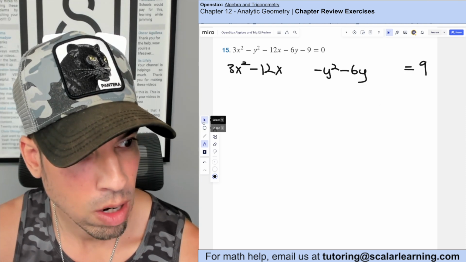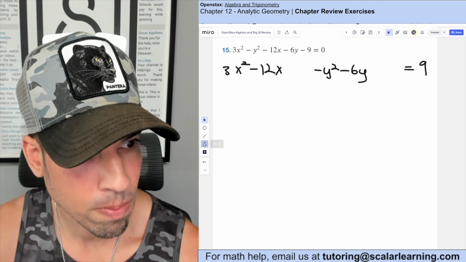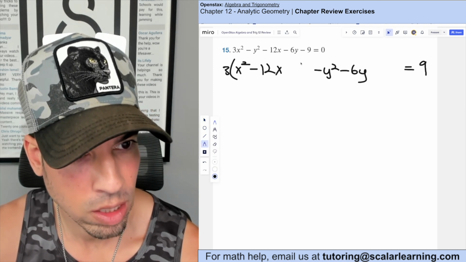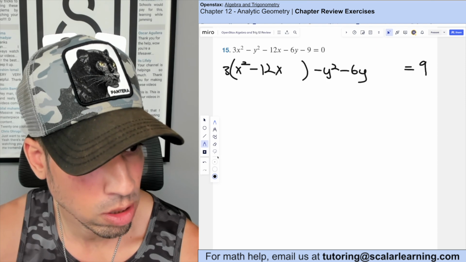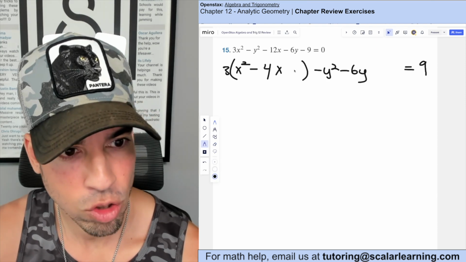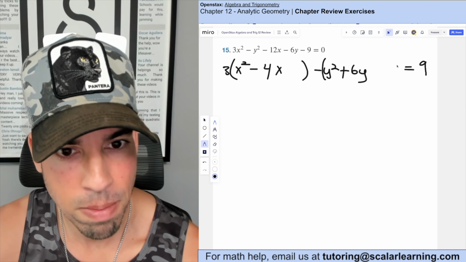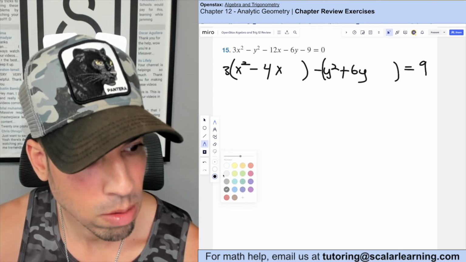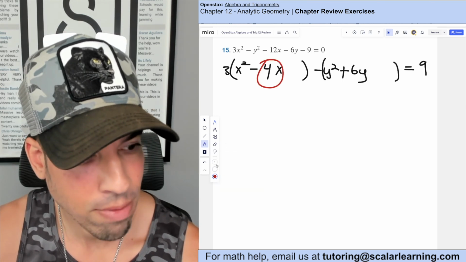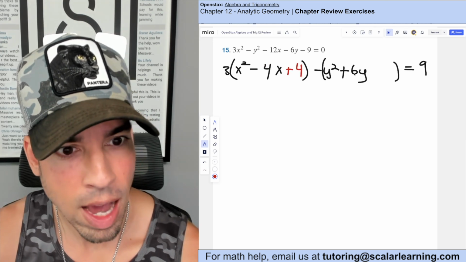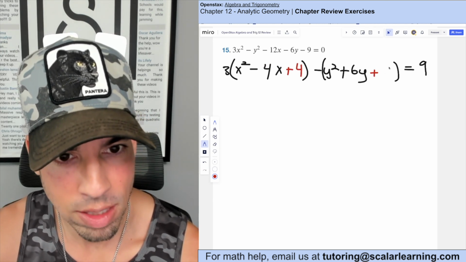For this front one, I'm going to factor the 3 out, and we're going to be left with x squared minus 12 divided by 3, which is 4x. Give me 1 second. We're just going to replace that. And then we have to complete the square here. For this one, I'm going to factor out the negative. That's going to make that positive, okay? And now we're going to complete the square. So I'm going to take half of this and square it. Half of 4 is 2, squared is 4. Half of 6 is 3, squared is 9.